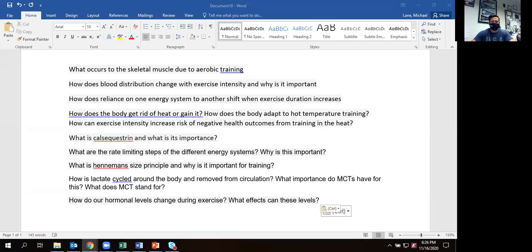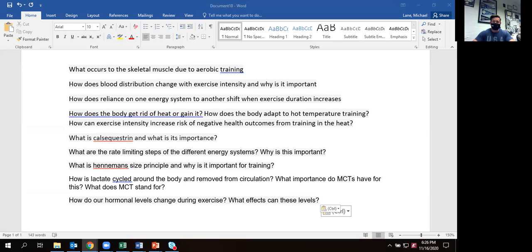What importance do MCTs have for this? Monocarboxylate transporters, remember, are what get the lactate out of typically the type 2 muscle fiber that's creating it and help get it into the type 1 muscle fibers so it can then be utilized as a fuel. How do our hormonal levels change with exercise?